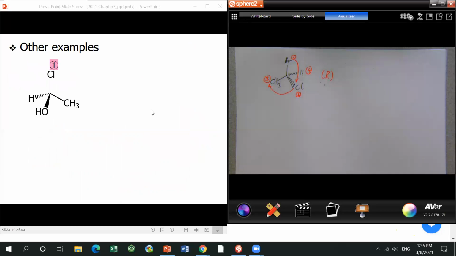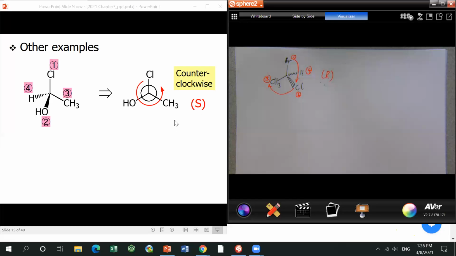So for this molecule, the highest priority should be chlorine, followed by OH, and then followed by hydrogen and this methyl group. Hydrogen already points away from you, so you can go ahead and draw the arc. This arc goes counterclockwise, going through this direction. That means this one should be S.